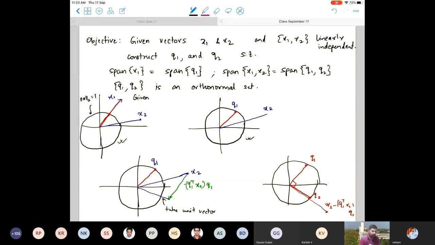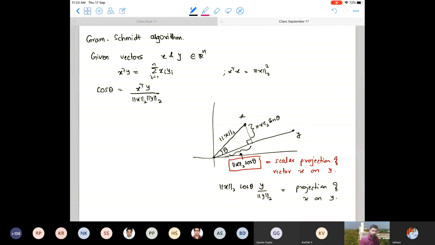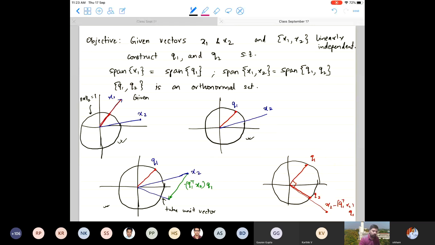The key is the third figure. What is happening in the third figure? I am taking the projection of x2 on q1. So q1 is a norm 1 vector, so this is norm 1 already. For us, this is q1. And what is the projection of x2 on q1? The projection of x2 on q1 is norm of x2 into cos theta into q1, right? So that's what I have here.